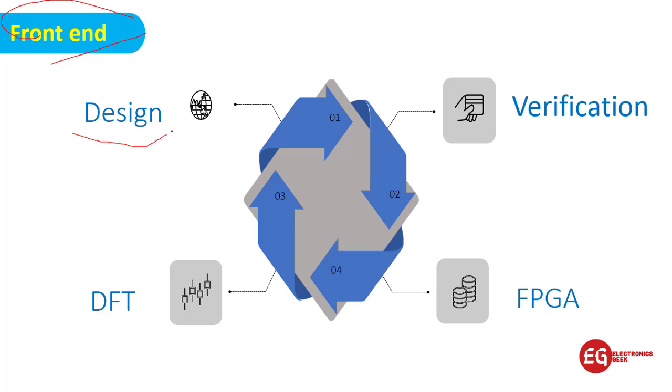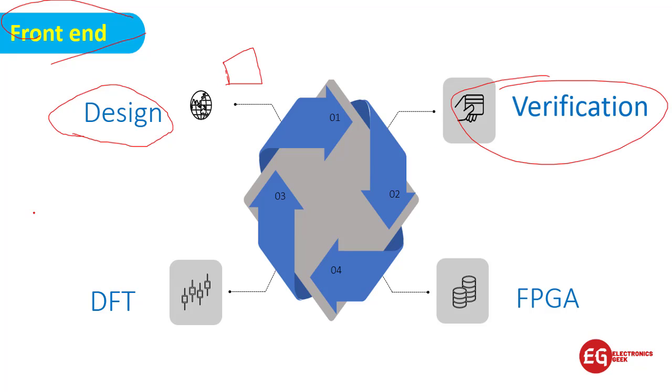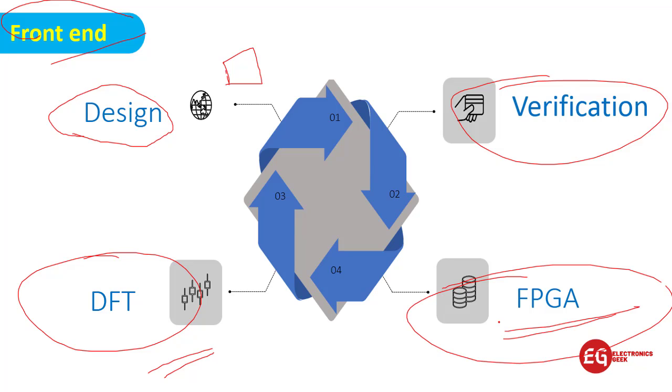The first one is the design field, where you have to design the logic and the memory. The second one is verification, where you have to verify the logic which the design engineer has designed. After that it comes to the DFT engineer, who will check whether there is any mismatch in the logic or not. And at last the FPGA engineer burns the code into the FPGA and we check whether the logic is working or not. These are the top 4 fields which you have to choose wisely.